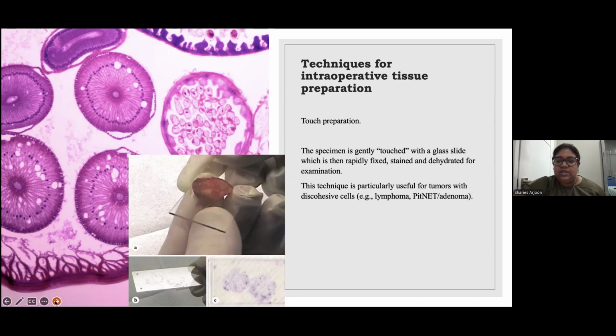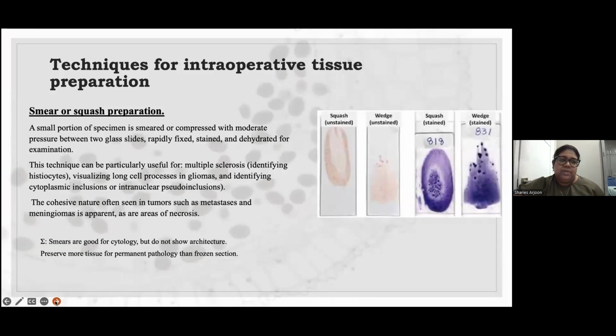This technique is particularly used for tumors with discohesive cells, for example, lymphomas or PitNETs, lesions or adenomas. And smear or squash preparations, a small portion of the specimen is smeared or compressed with moderate pressure between two glass slides and rapidly fixed, stained, and dehydrated for examination. This technique can be particularly useful for cohesive tumors. The cohesive nature is often seen in tumors such as METs and meningiomas. This is apparent in areas of necrosis. So these smears are good for cytology, but they don't show architecture, and they preserve more tissue for permanent pathology than frozen section.